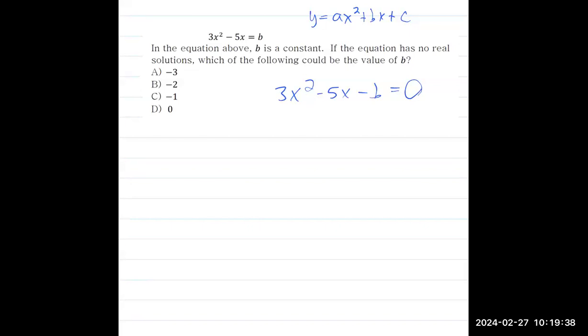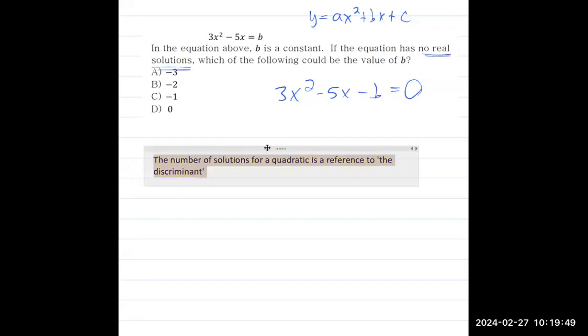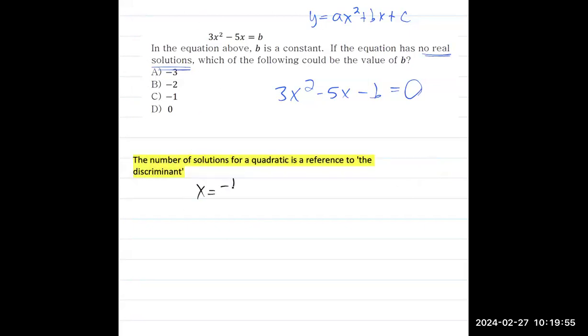And next, we should notice that we're being told there are no real solutions. And the number of solutions for a quadratic is a reference to the idea of the discriminant. The discriminant comes from the quadratic formula. It's this part of the quadratic formula. And if the discriminant is positive, 0, or negative, it'll impact your number of solutions. So we're just going to use some invented numbers here. These numbers have nothing to do with this question.